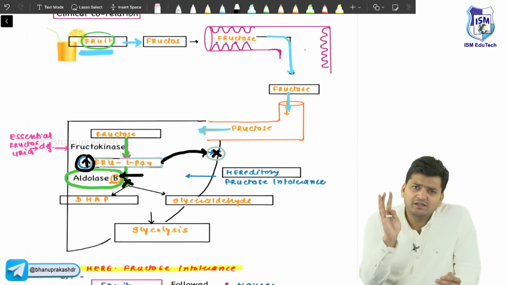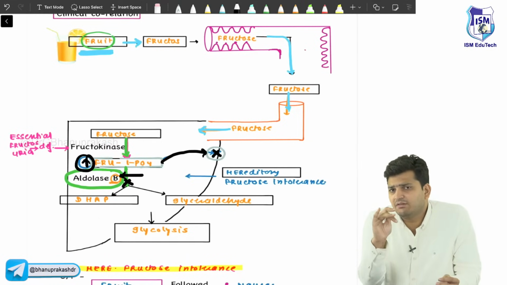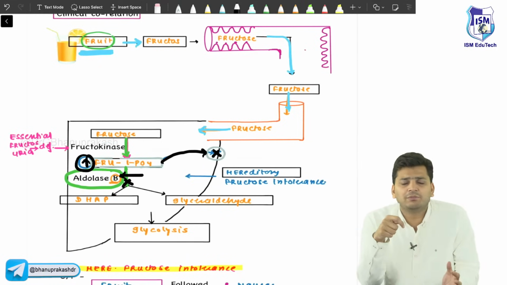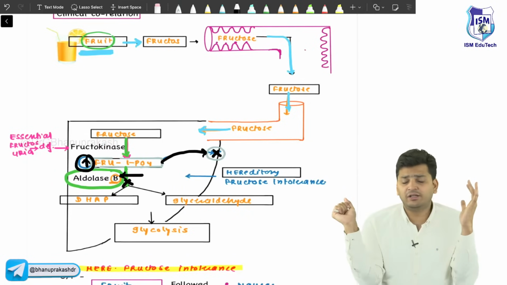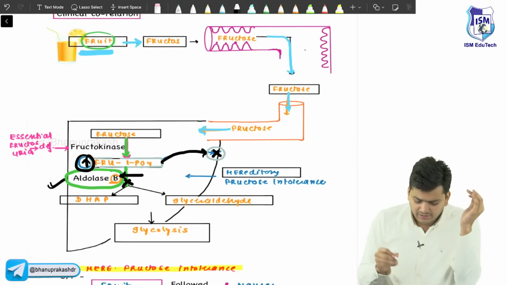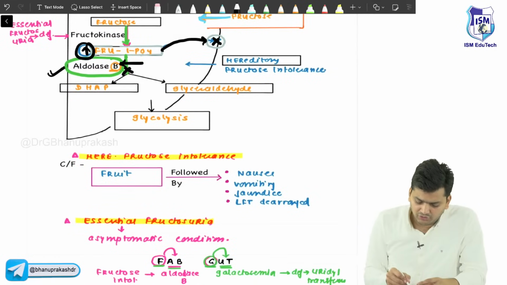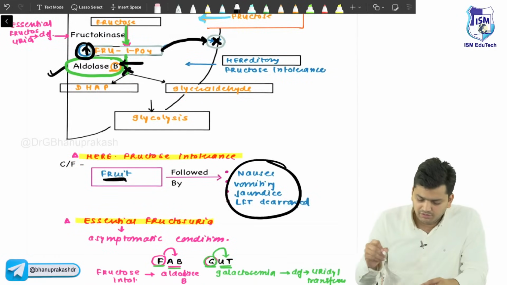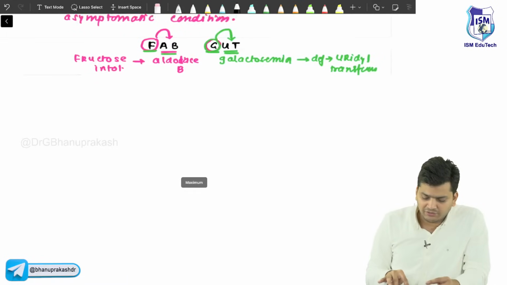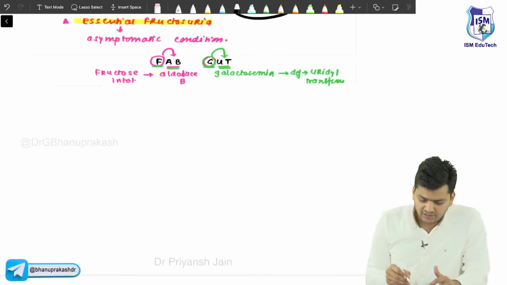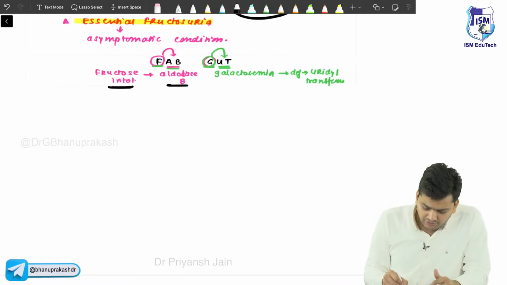So if they say that whenever the patient takes fruit juice, after taking the fruit juice the patient is having nausea, vomiting, abdominal pain, it is going towards fructose intolerance. And what is the name of the enzyme? Aldolase B. So after taking the fruits, the patient is having the problem, fructose intolerance. So this is one of the mnemonics to remember galactosemia and fructose intolerance. Fructose intolerance is due to deficiency of aldolase B. Galactosemia is due to deficiency of uridyl transferase.